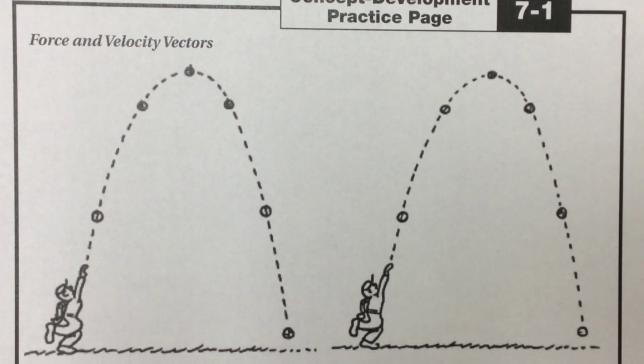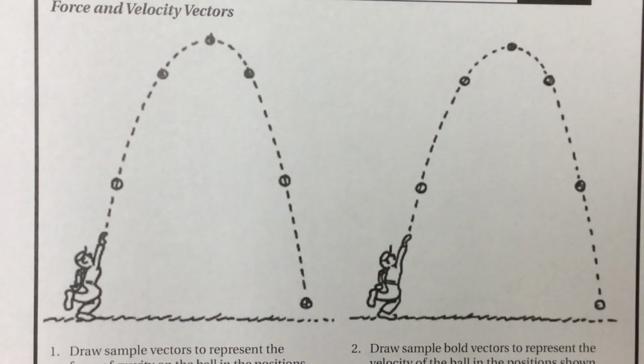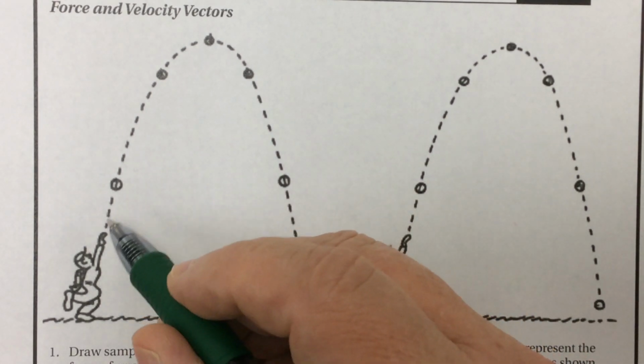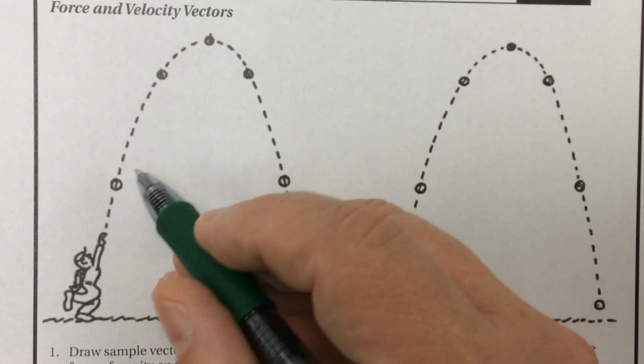Also, I've noticed in the past that these two are very easy to get confused. So let's look at these two pictures at the top. The first one says, draw sample vectors to represent the force of gravity on the ball in the positions shown above. So these are force vectors. What are the forces on this ball? Now it's left his hand, so there's no force from his hand on the ball. So the only force on this ball is gravity.